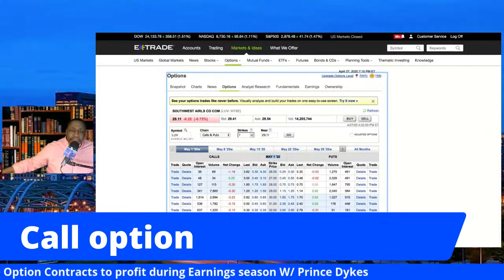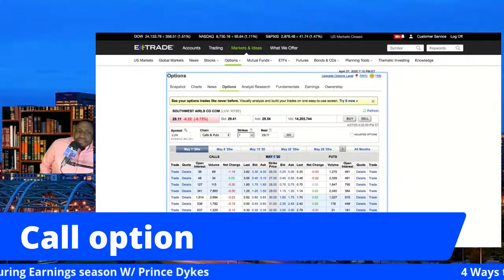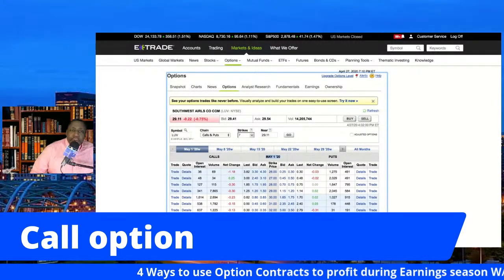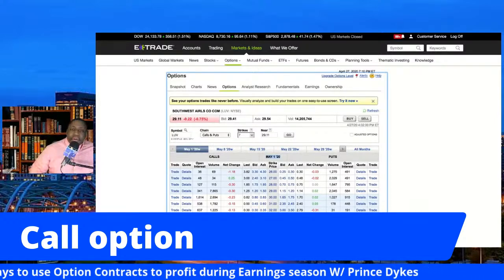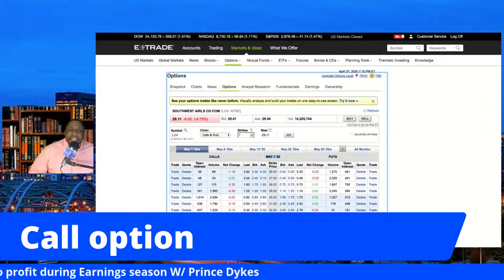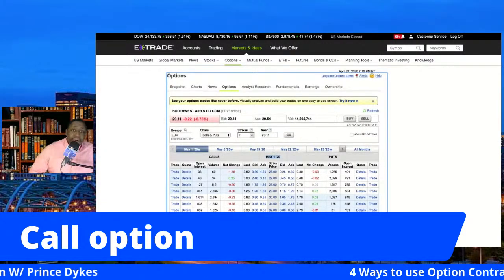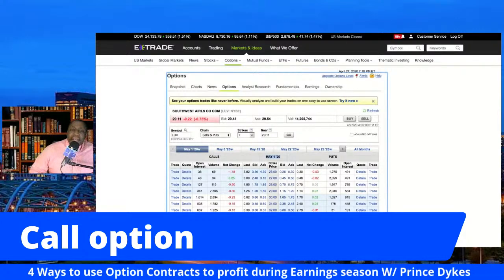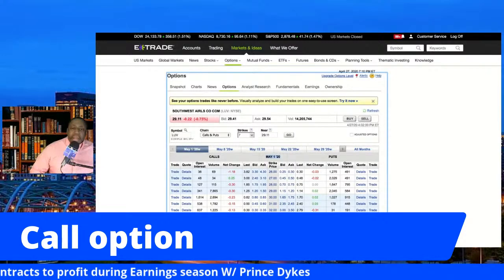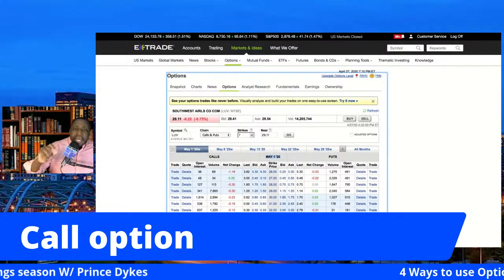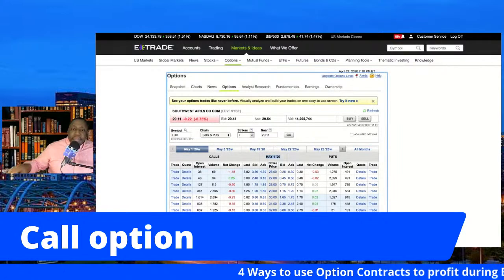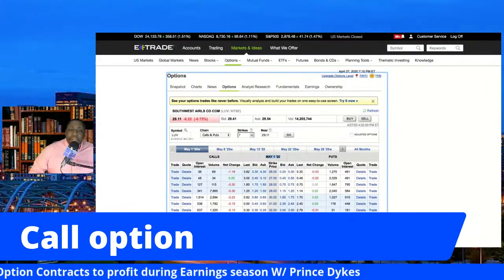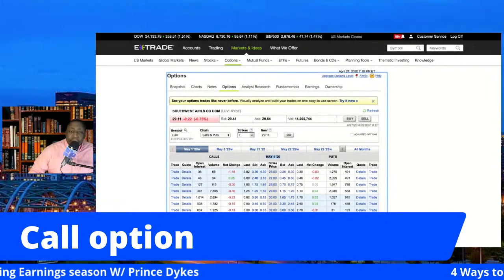Why do people buy a call option? If I believe Southwest Airlines earnings are coming out tomorrow, and I believe the stock is going to jump up to $35, which does happen during earnings season, though I don't see Southwest doing that, but who knows. Let's say I believe it's going to jump to $35. So I buy the right for $80 to purchase 100 shares of Southwest Airlines for $30.